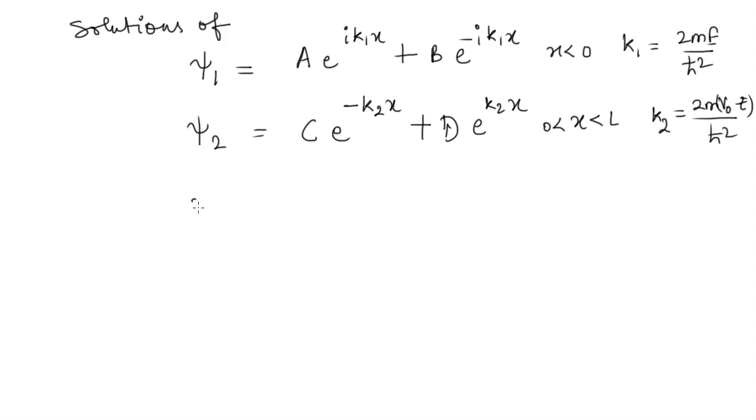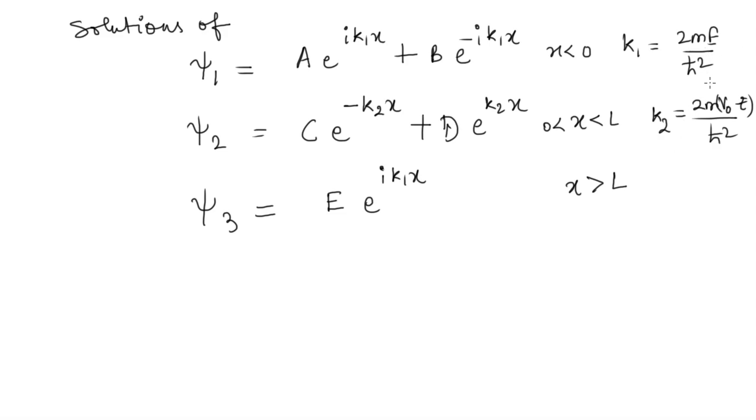Psi 3, again it is oscillatory, but in region 3 there is no reflection. So we don't have the coefficient for e to the power minus i k1 x, and I get only e to the power i k1 x. There is no reflection. This is for x greater than L, and k1 is again the same, square root of 2mE upon h cross squared.